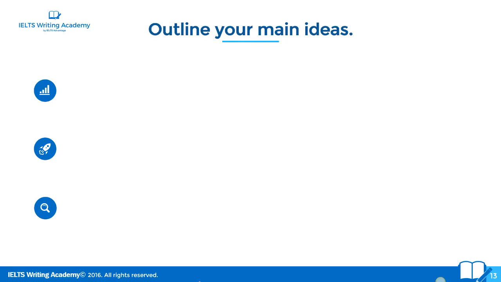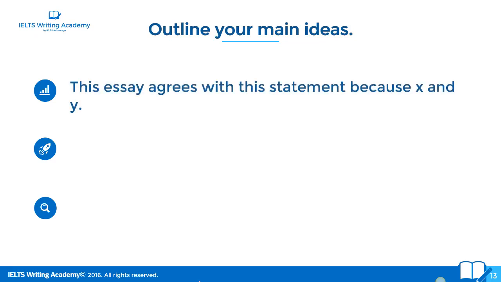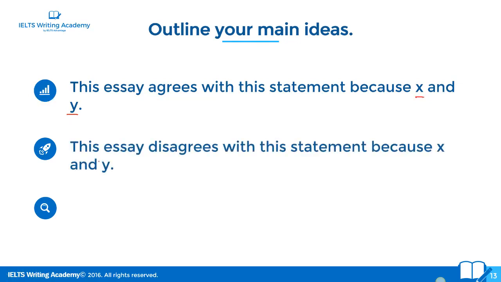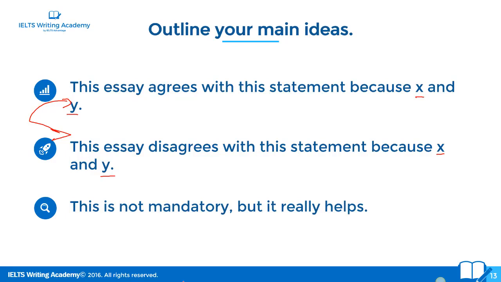As I said, this is not essential, but I would really strongly suggest that you do this. This essay agrees with this statement because X and Y. X is your first main idea. Y is your second main idea. This essay disagrees with this statement because X and Y. X is your first main idea. Y is your second main idea. So there's two different ways you can do it. I agree, here's the reasons. I disagree, here's the reasons. Very, very simple, very straightforward, very effective. This is not mandatory, but it really helps.